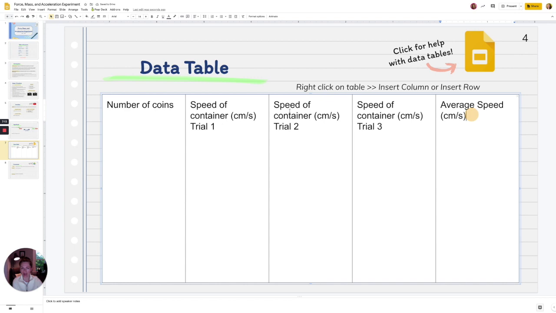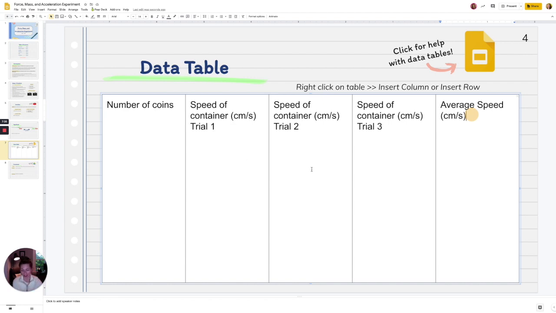Great. So these are just the headings. I don't actually have any cells to input data in. So let me think about how many rows I'm going to need. The instructions say that I'm supposed to try this with 0 coins, then add 3 coins, and then add 6 coins. So that is 3 different conditions I'm going to be testing. So that means I need 3 more rows.